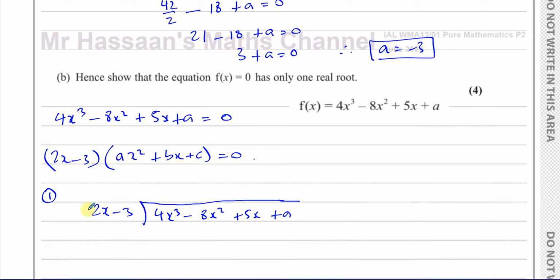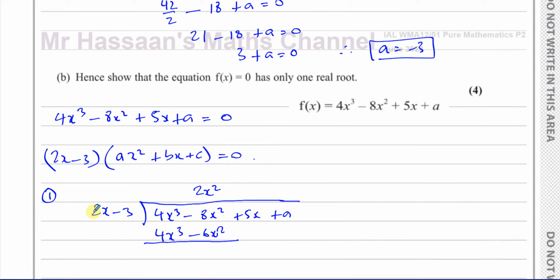So then you say, how many times does 2x go into 4x cubed? Well, that's 2x squared times. I'm going to write it over here, keeping the x squareds in line. 2x squared times 2x is 4x cubed. And 2x squared times minus 3 is minus 6x squared. Everything is written in the right place, right underneath that particular term: x cubed under x cubed, x squared under x squared.